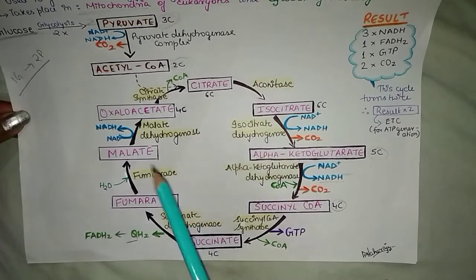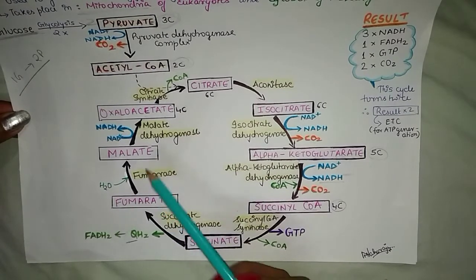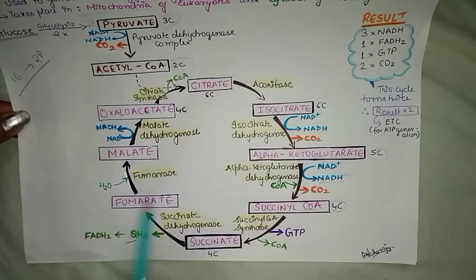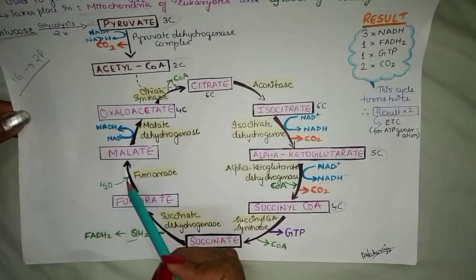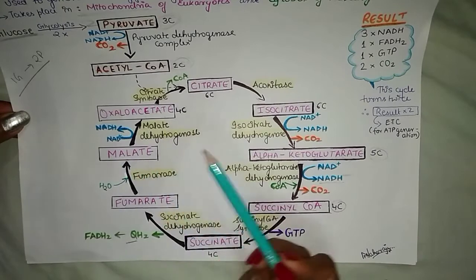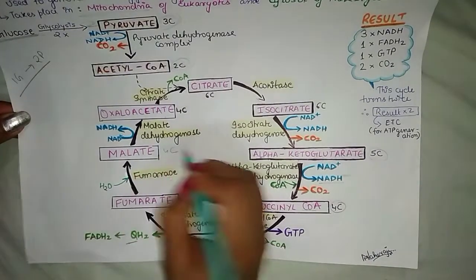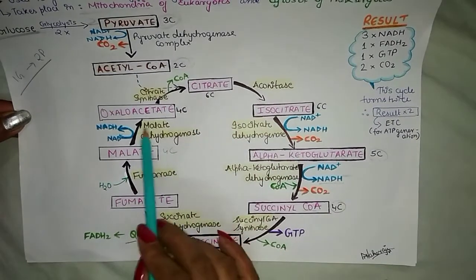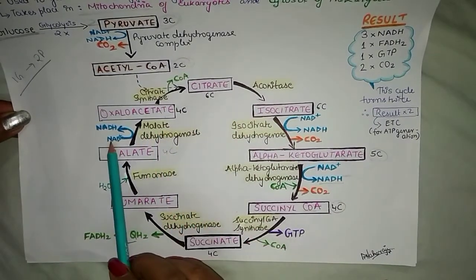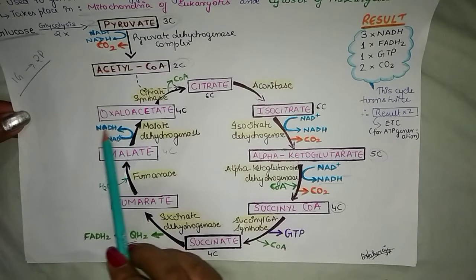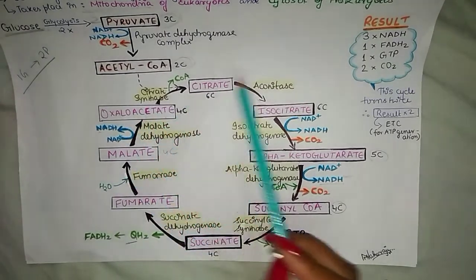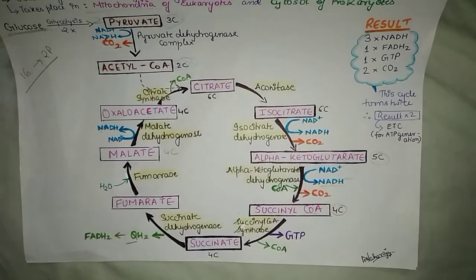Fumarate will be converted into malate in the presence of the enzyme fumarase. During this reaction, a water molecule is added. Now, malate, which is also a 4 carbon molecule, will be converted to oxaloacetate in the presence of malate dehydrogenase, and here again NAD plus will be reduced to NADH. So oxaloacetate is formed and again the cycle will repeat.